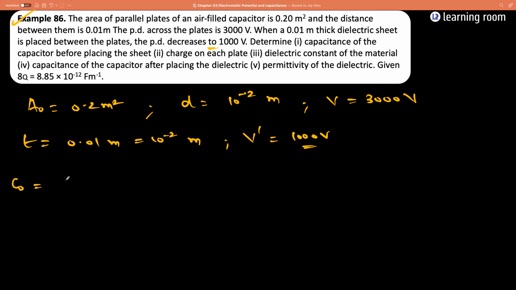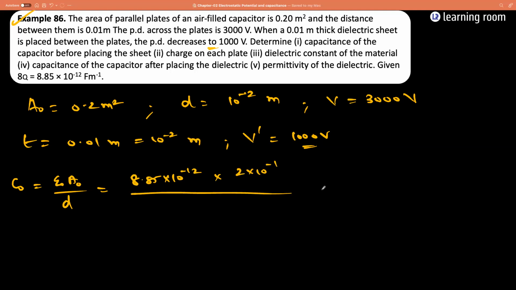So what is the answer? C naught is equal to epsilon naught A naught divided by D. So epsilon naught is 8.85 into 10 power minus 12. It's given 10 power minus 10, check it. Yes, sir, 10 power minus 10. So 8.85 into 10 power minus 10 farad.